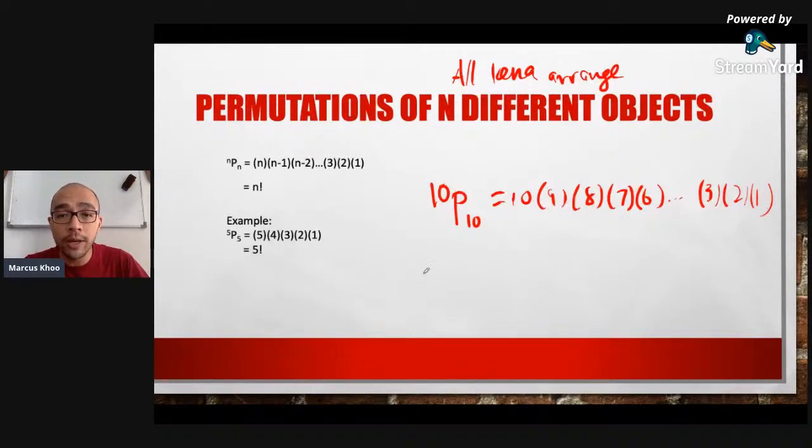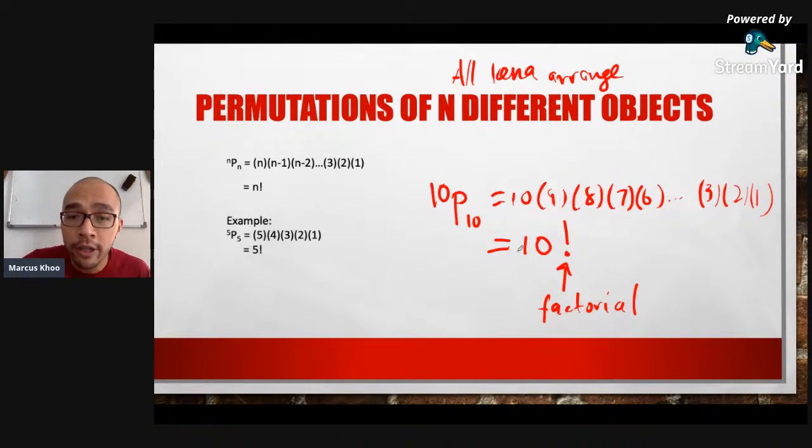So thankfully, our calculator has given us this as 10!. Now this is a new word, 10 exclamation mark, no, not exclamation mark. This is called a factorial. 10 factorial means 10 until 1 multiplied: 10 times 9 times 8 times 7 times 6 and so on. In the same way, if you have 100 factorial, it'll be 100 times 99 times 98 times 97 all the way until times 1. And that's the meaning of the factorial.